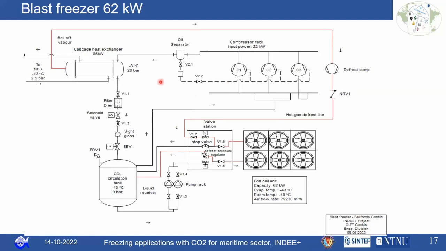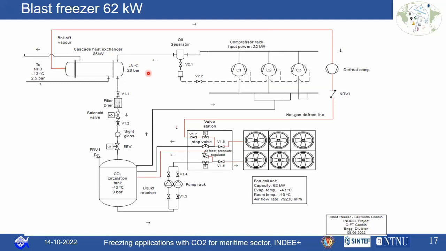So in this case, if you take the hot gas from the discharge of the compressor, you can see the condensation temperature is around minus 8 degrees Celsius for the cascade heat exchanger, at 28 bar. So you can't do your defrosting at this temperature. So actually you have to increase your pressure to a higher bar.